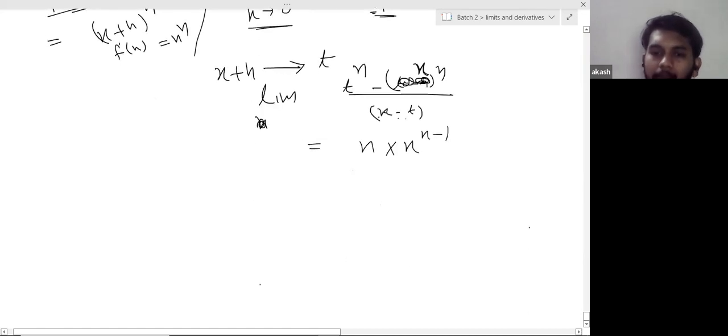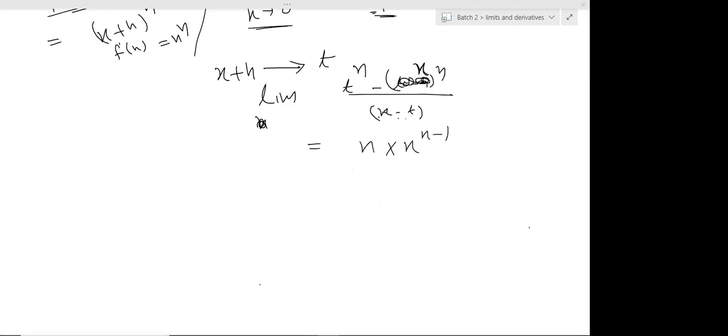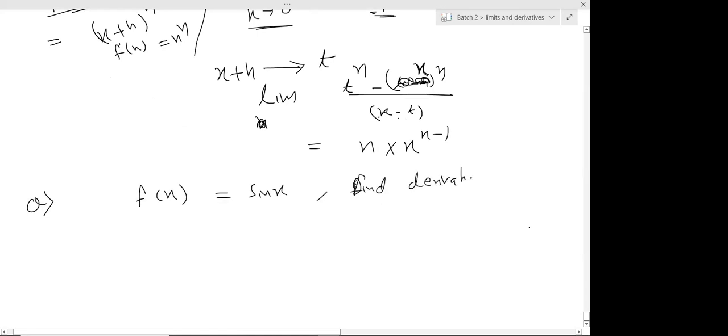All right, okay, solve one question. f of x equals to sin x. So find derivative using first principle.